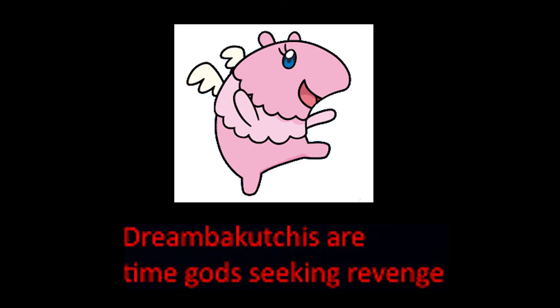Dream Bakuchis are time gods seeking revenge. Dream Bakuchis desire to escape the Pocket Designers, so the old Tamagotchis must have trapped them for something that they did. Dream Bakuchis are also known to have the power to send Tamagotchis back in time, thus why they are referred to as time gods on the iceberg.